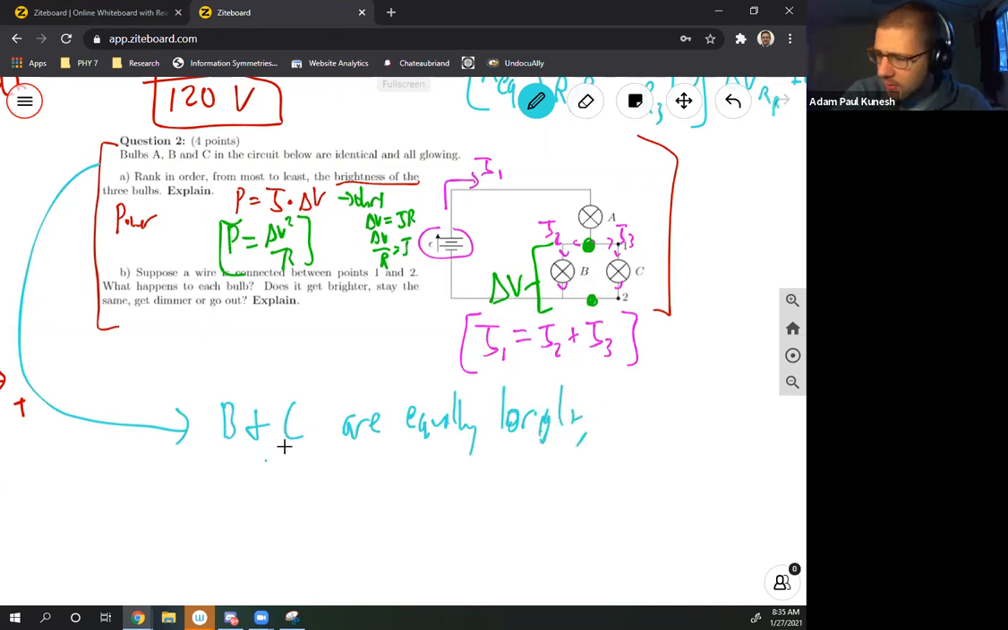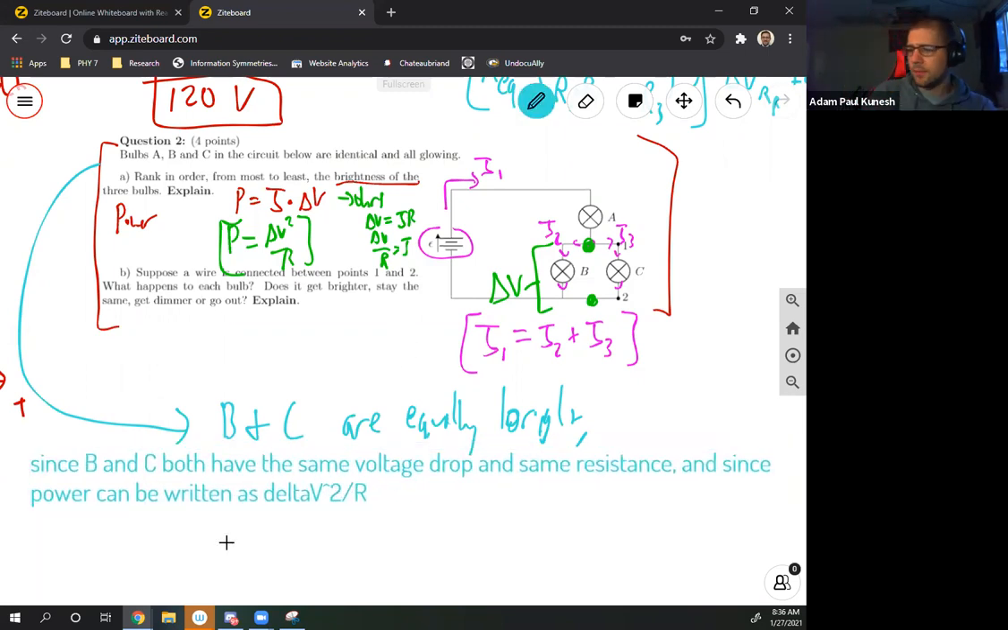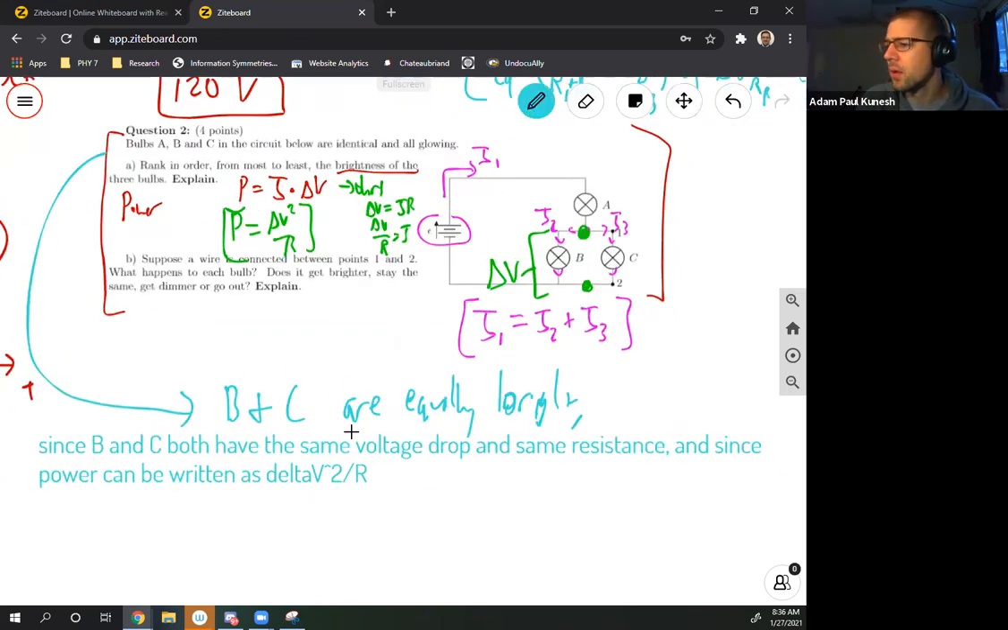I'm going to type this because my handwriting is illegible this morning. Equally bright, since B and C both have the same voltage drop and the same resistance, and since power can be written as delta V squared over R for any individual element of the circuit.